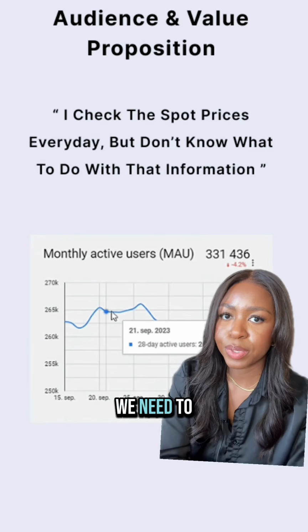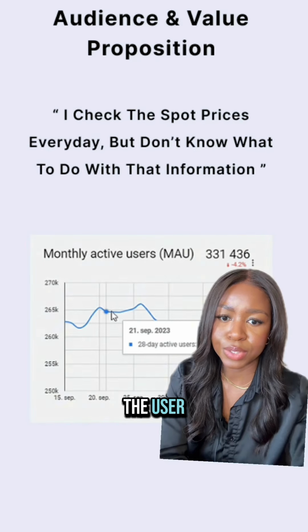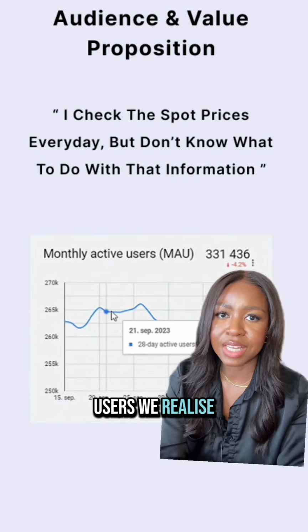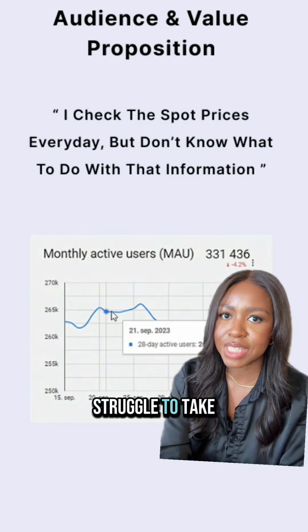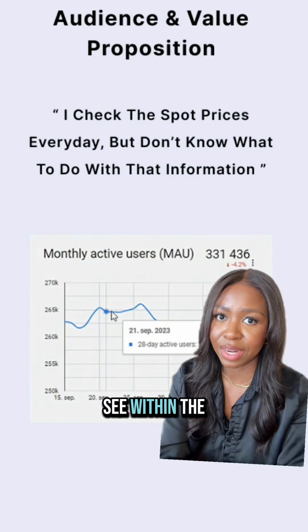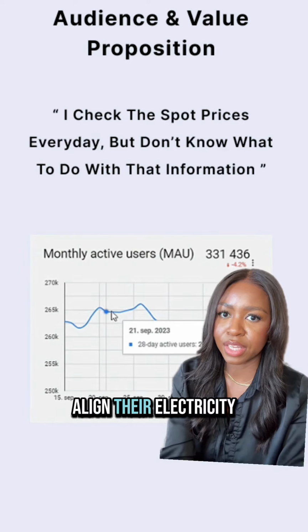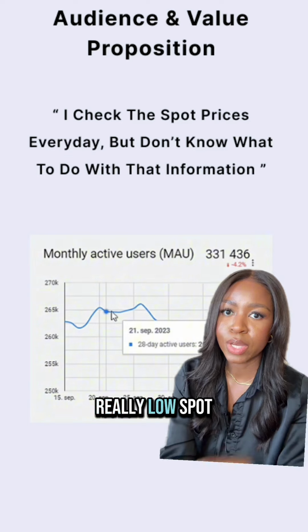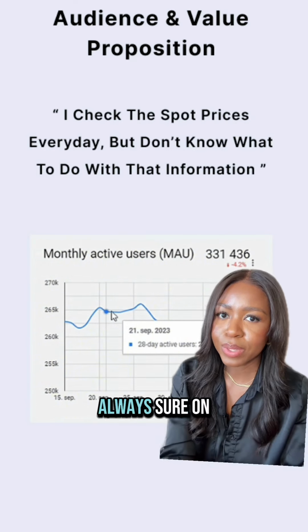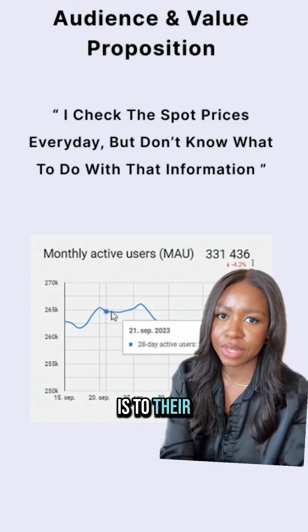For us to reach our goal, we need to have a strong value proposition for the user. After talking to users, we realized that the main pain point is that they struggle to take action from the data that they see within the app. The simple action that some people do is to try align their electricity usage with the really low spot price times, but they're not always sure on how impactful this is to their electricity bills.